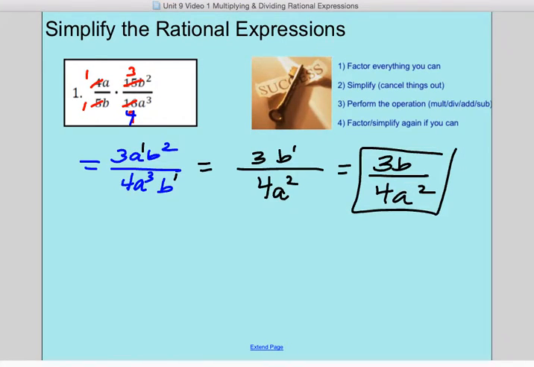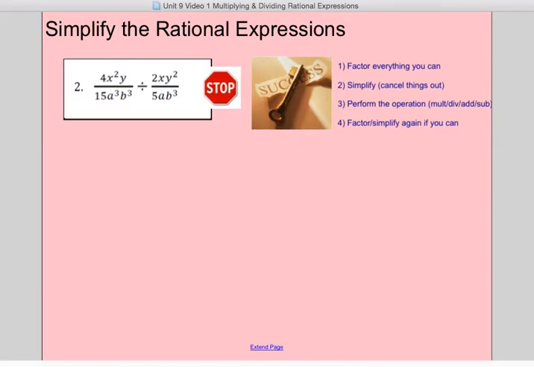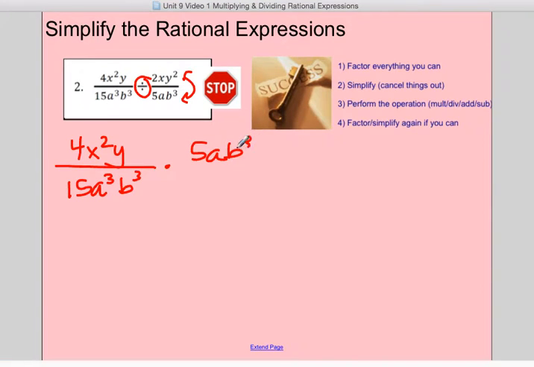Example 2 then. It's a little bit more difficult, and it's not really that much more difficult, but it's just a little bit. Biggest thing to remember is to notice that it is dividing. What did we say to do if it's division? We would flip this and then multiply. So I'm going to rewrite this fraction, so it's 4x squared y over 15a to the third b to the third times 5ab to the third over 2xy squared. So whenever it's division, you just flip it and multiply.